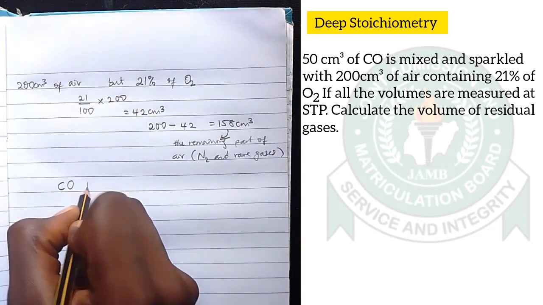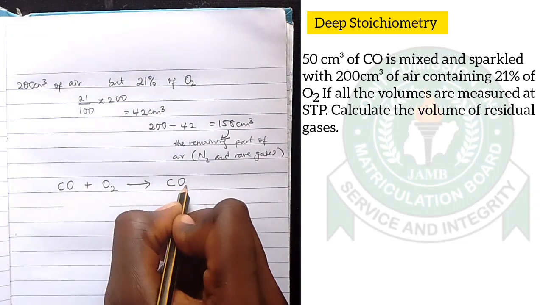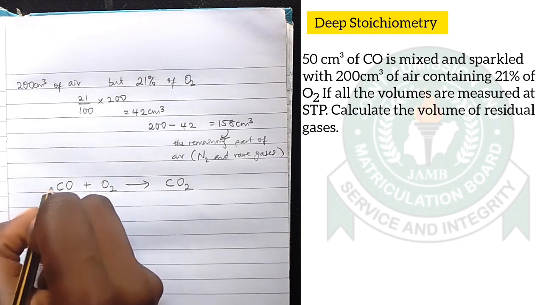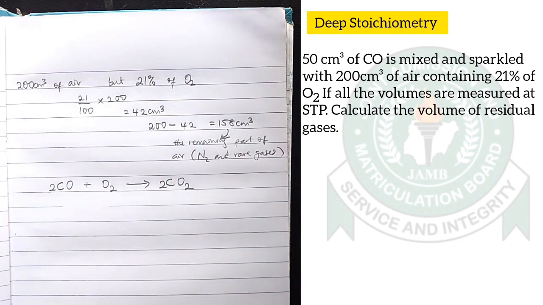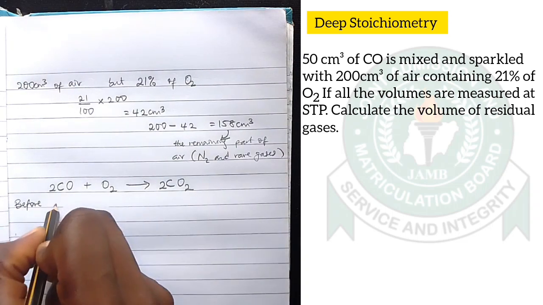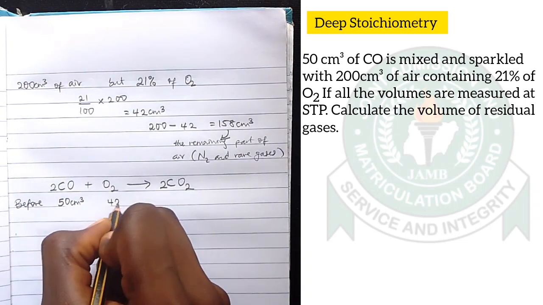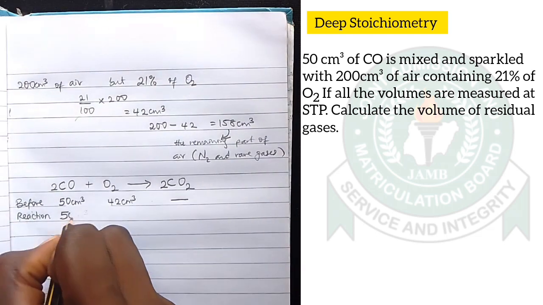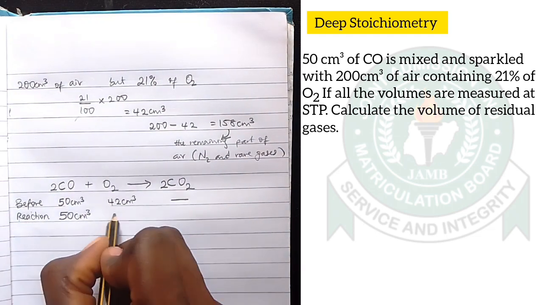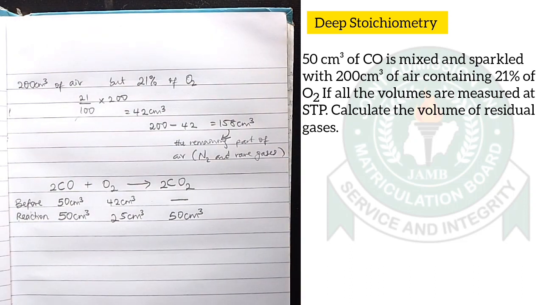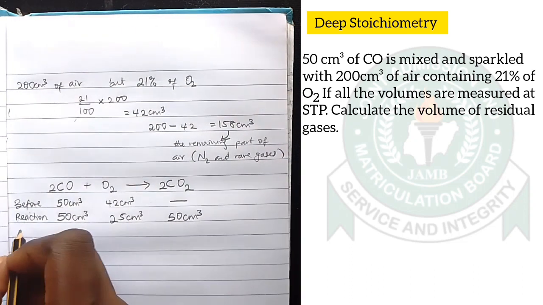I'm going to write the equation of the reaction, which is carbon(II) oxide plus oxygen giving carbon(IV) oxide. I balance that by putting 2 and 2 there, so it's 2:1:2. Before the reaction, this is 50, this is 42, and we don't have this yet. When they react, since this is 50 and oxygen is half of carbon(II) oxide, it will be 25, and since this is also 2, it will be 50 centimeter cube for carbon(IV) oxide.